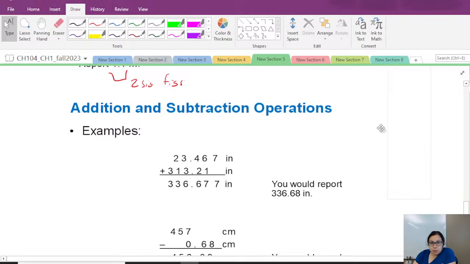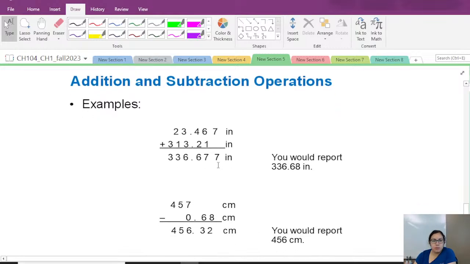And then addition, subtraction, like I said, feels like we got to set it up elementary school style to kind of help us out. So now doing our math here, you look at the one that has the fewest after the decimal point. In this case, we only went out to 2 after the decimal point, so that's as far as we can report. And of course, in this case, we round up to 336.68 inches there.